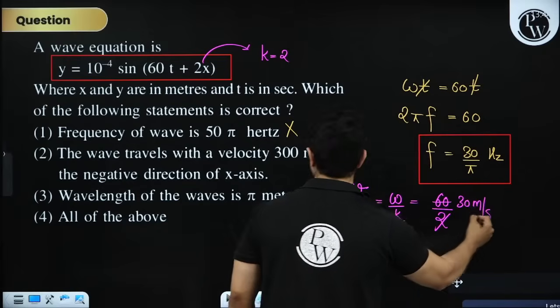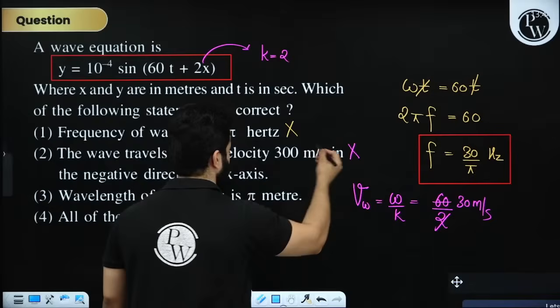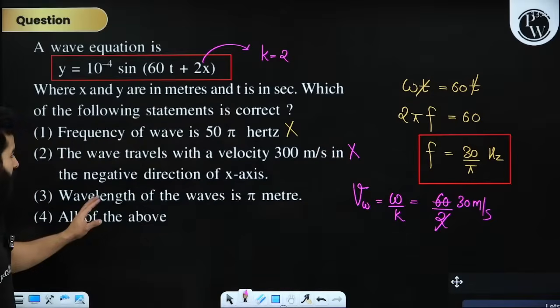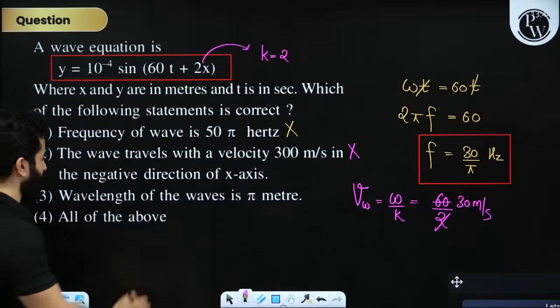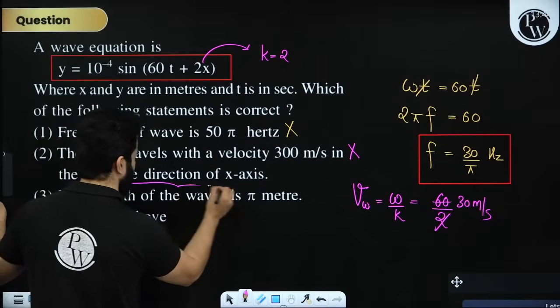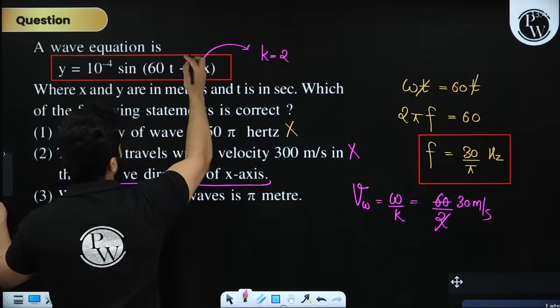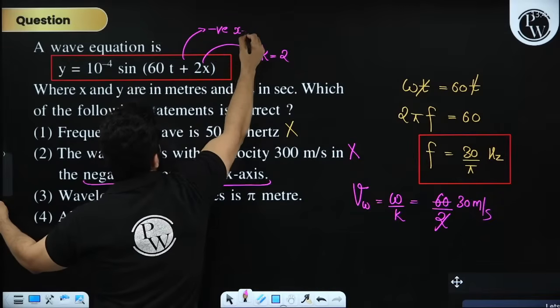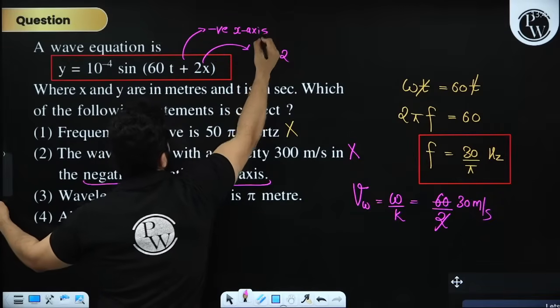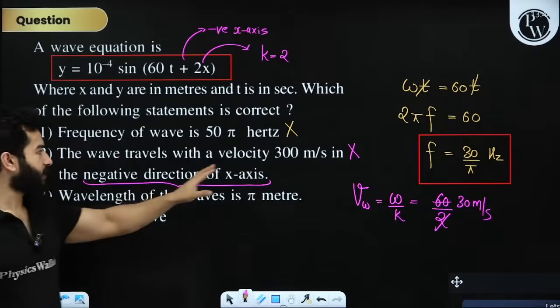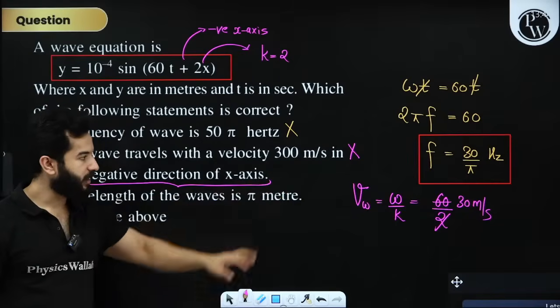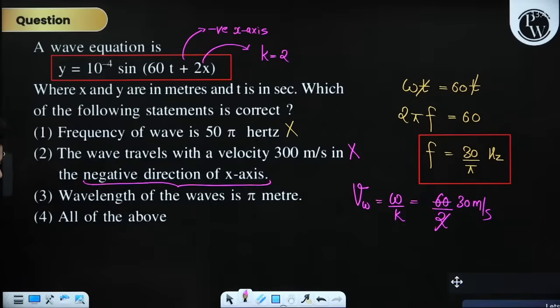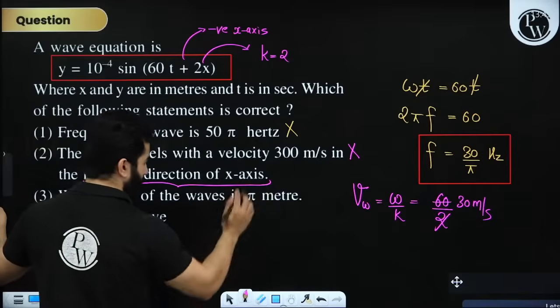But still wrong, because they are saying 300. And in the negative x direction, this is absolutely correct. As you can see, we have a plus sign over here, which means the wave is traveling in the negative x direction. But it doesn't have a velocity of 300. It has 30 meter per second of velocity. Wavelength is pi meter.